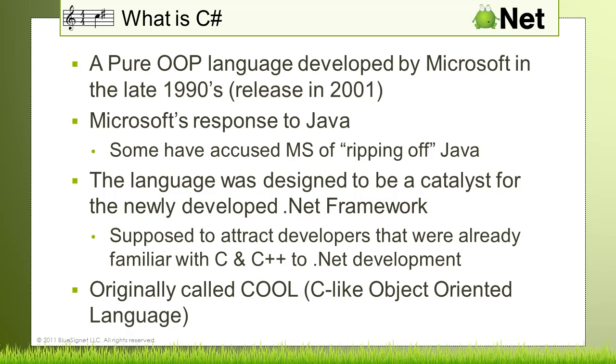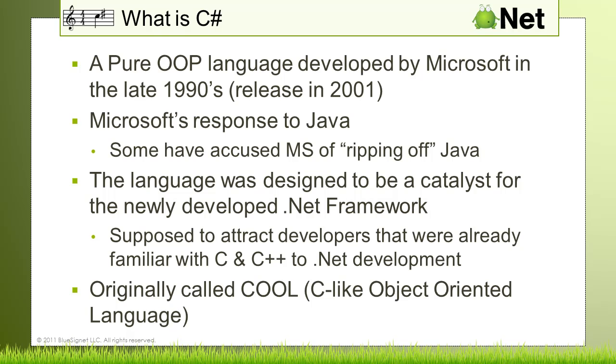Right, and the language was also designed to be a catalyst for the newly developed .NET framework. We're going to talk about the .NET framework in some detail in a little bit, but keep in mind the .NET framework is not language dependent. You can hook into the framework using multiple kinds of languages. C# is one of the premier .NET languages because it's so similar to the C++ and Java side. It was basically created to look like that in order to get developers to move from those camps into the Microsoft camp.